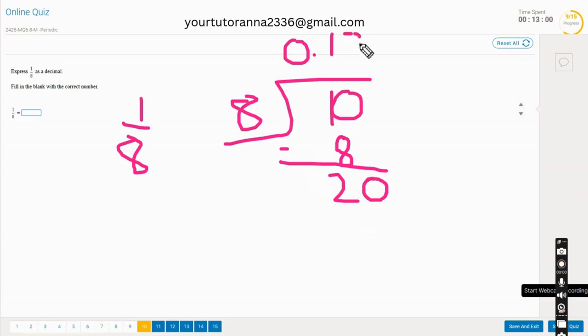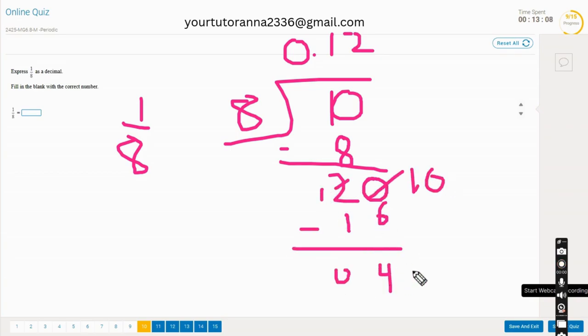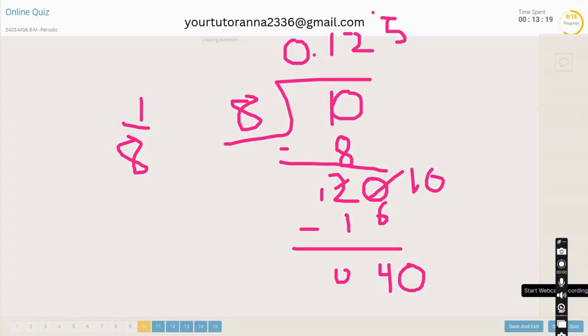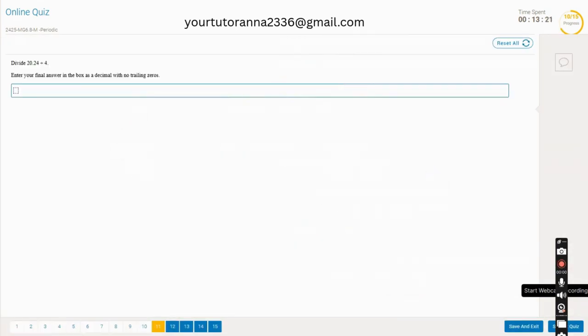So 8 times 2 is now 16. We will put 16 at the bottom. 10, 4, and 0 here. Again, you can put another 0 without adding any 0 above. So what is that going to be? 5. So 0.125. Again, if you have any questions, ask me in the comment section below, okay?